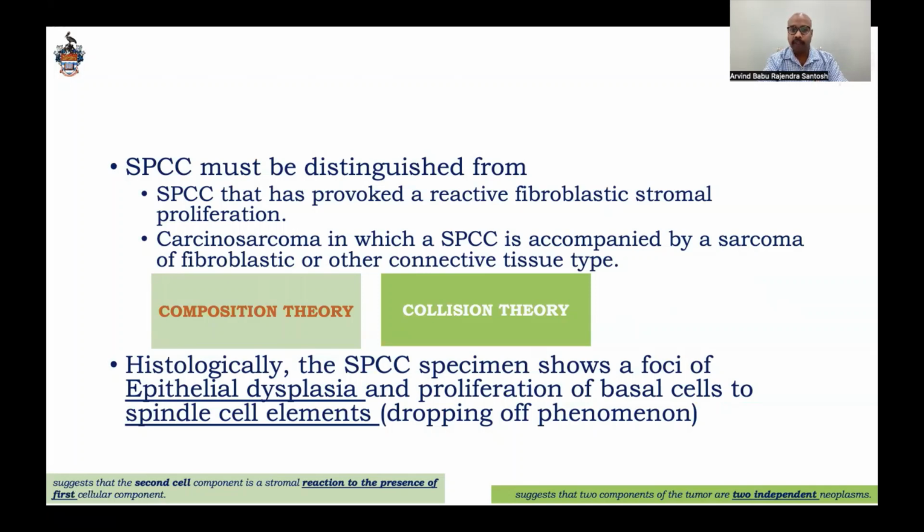Histopathologically, the spindle cell carcinoma specimen shows foci of epithelial dysplasia, that is one cell population. Now another cell population being spindle cell elements that is proliferating at the basal cell level, which we call a dropping off phenomenon.